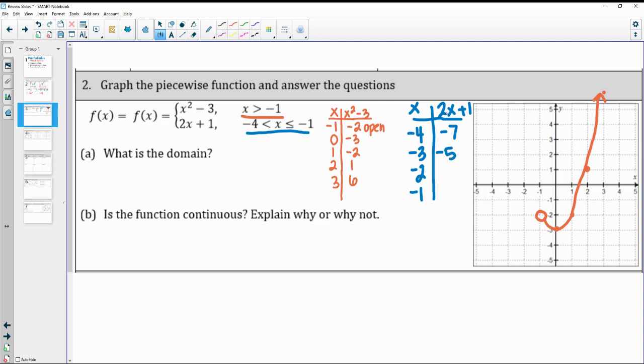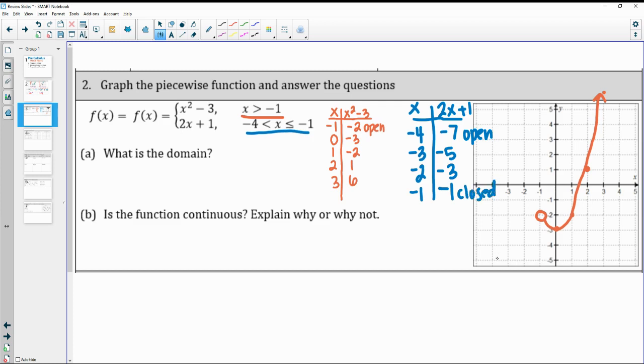-2 times 2 is -4, plus 1 is -3. -1 times 2 is -2, plus 1 is -1. At -4, we have an open circle. So this one's going to be open, and then this other end is going to be closed since it has the equal sign. And then we'll just plot those points.